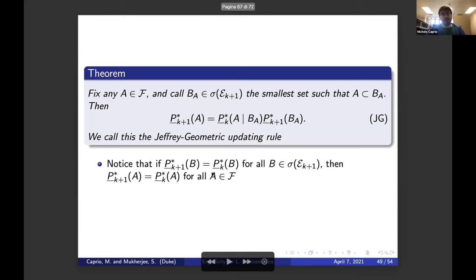And a theorem that follows from these definitions is that if we call BA the smallest set in the sigma algebra generated by the elements of the sigma of the partition, such that BA contains A, then the lower posterior of A is given by the lower conditional prior of A given BA times the lower posterior of BA. And we call this the Jeffrey geometric updating rule.